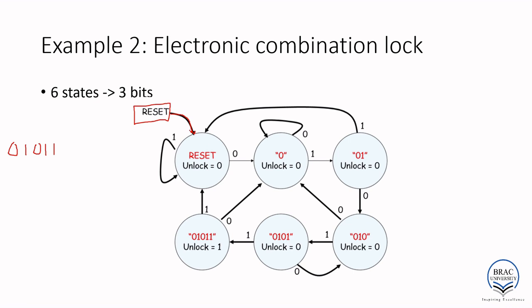If we press the button 0, the machine should remember that someone has pressed a 0. So we switch our state from this to this. Whenever we press a 0, we remember that one single 0 has been pressed, but we still shouldn't unlock the lock because our whole combination has not yet been put in. So our lock will still be locked. When we are in this state, only one 0 has been pressed.